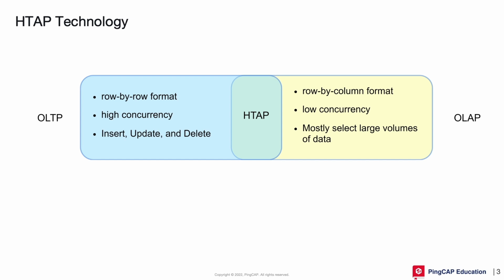Now, let's take a look at the overlapping area in the middle. This is where HTAP lives. It spans both areas. For example, our daily payments and transfers are OLTP business, and reports and real-time statistics belong to OLAP business. HTAP refers to a database technology that can support both OLTP and OLAP use cases.